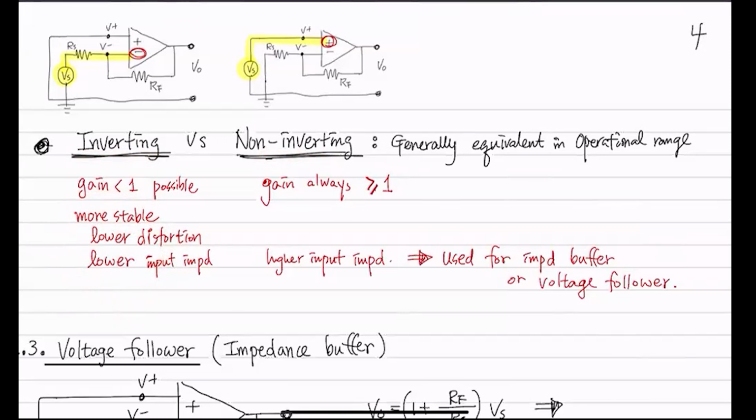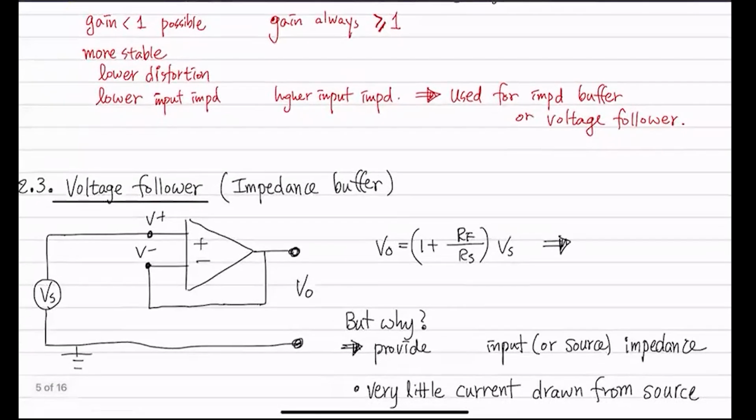And the last piece of information, this guy has a high input impedance, and that is going to lead us to another concept, which we are going to talk about down here, a voltage follower or an input impedance buffer. And this is a special case of the non-inverting amp, where RF is 0 and RS is infinite.